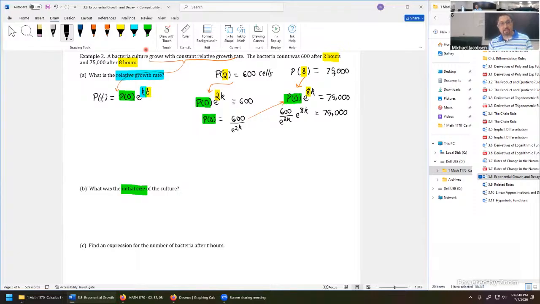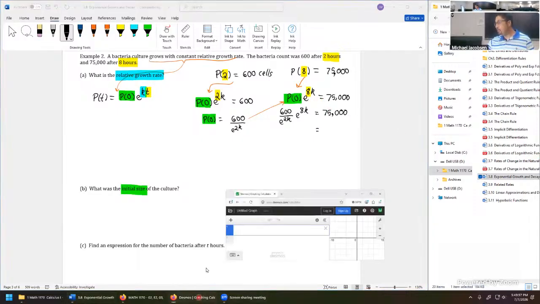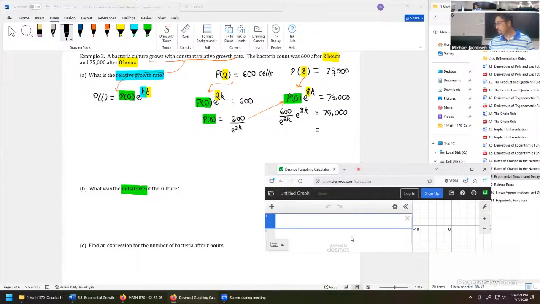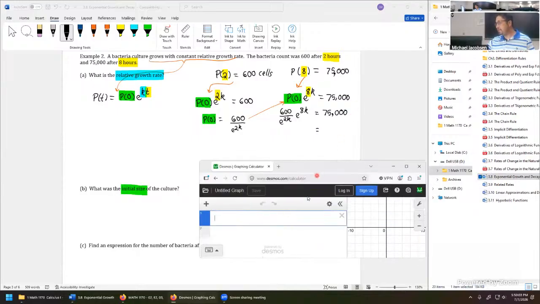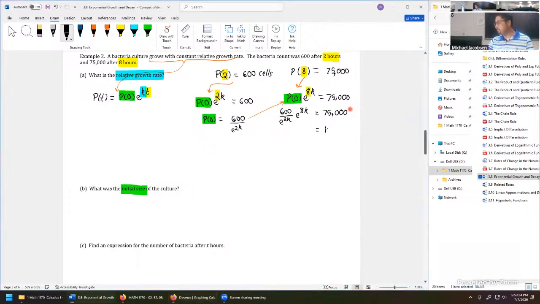But now we're in business. We can start simplifying things down. For example, we can divide both sides by 600 in this equation over here. If we do that, let's pull up a calculator on this one. We're taking 75,000 divided by 600, to get an even 125. Exponent laws here would say e to the power 8k divided by e to the power 2k gives us e to the power of 6k altogether.